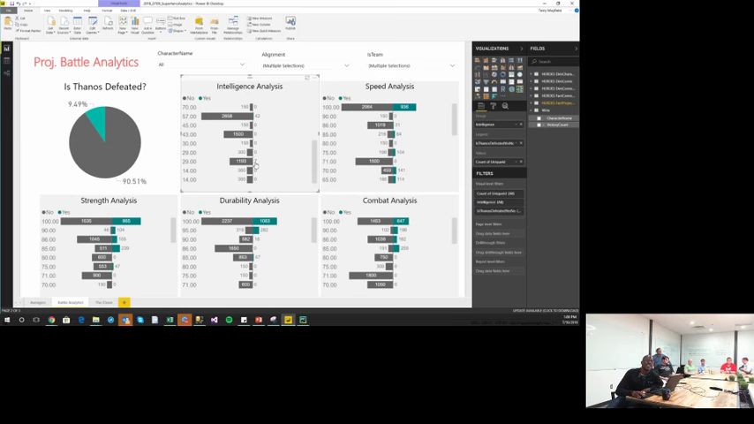So people with this intelligence level at 29 win 7 out of 1,200 times. That's not great. And so durability, like people who are durable win at a good clip. People who are not durable never win. This kind of shows us where we should structure the team in order to best set them up to defeat Thanos.